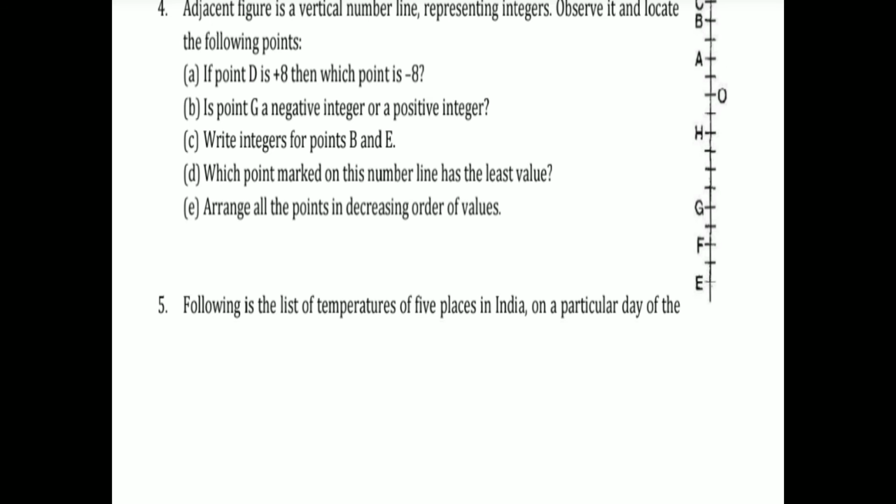Now we do question number 4. They said the adjacent figure is a vertical number line. A vertical number line is given representing integers. Observe it and locate the following points. If point D is plus 8, then which point is minus 8? Now see, this is 0. From 0 you have to go down. When you go down there will come minus 1, minus 2 like this. So if this is minus 1, then H will be minus 2 only. Then this is minus 3. This is minus 4. This is minus 5 and G is minus 5.